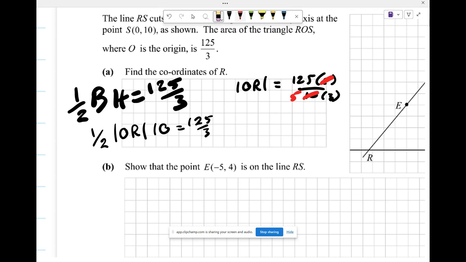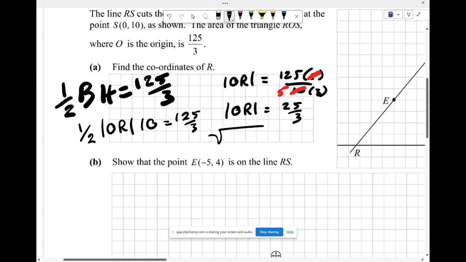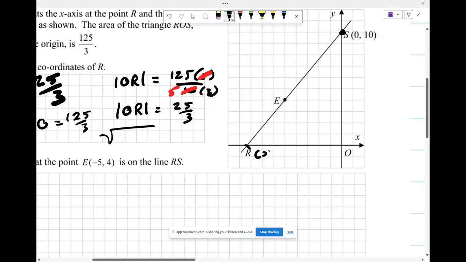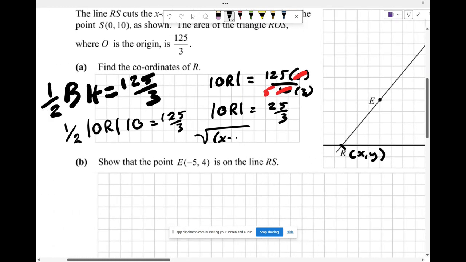25, yeah. So that's 25 over 3. So OR is 25 over 3. And that's the distance between O and R, so we know our distance formula. So let's call this coordinates x, y. And so that's x minus 0 squared plus y minus 0 squared is equal to 25 over 3.